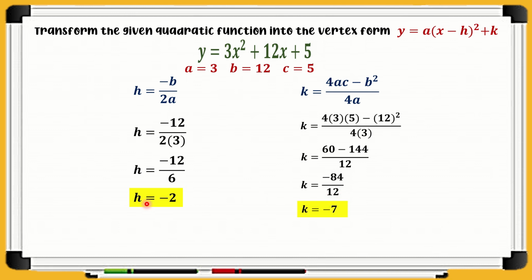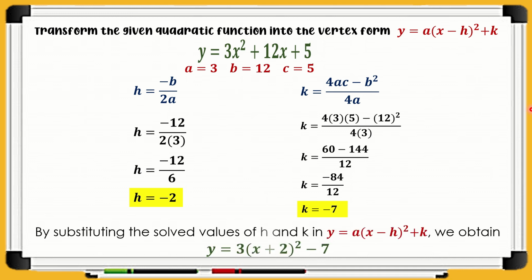So using the values of h and k, just substitute them into the vertex form, and we will obtain y equal to 3 for the value of a times (x plus 2) squared. Since this one is negative, it will become positive this time. And the value of k is negative 7. So you may use the step-by-step method in finding the vertex form, or the formula in finding the vertex form.